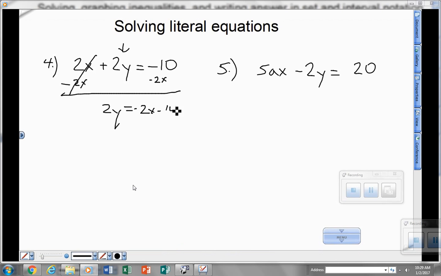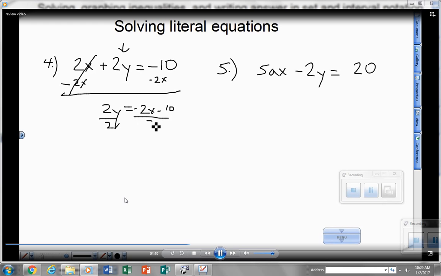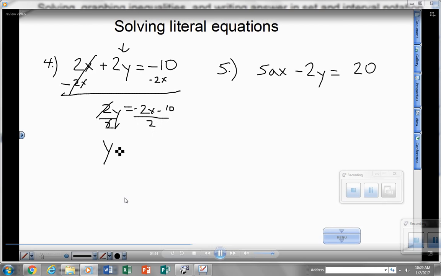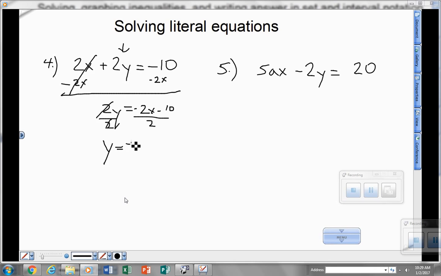Then right there, I divide both sides by 2. Remembering that that 2 divides into both terms there. It divides into the negative 2x and the negative 10 separately. So if I split it up into negative 2x divided by its 2, and then minus 10 divided by its own 2, will give me the simplified answer as y equals negative x minus 5, or negative 1x minus 5.